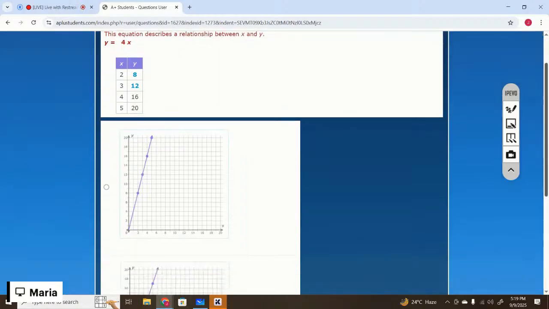So this equation describes a relationship between x and y. So you have to match the values with the graph. So x is 2, y is 8. Option number 1 is the correct option, right? This is the graph for this equation.